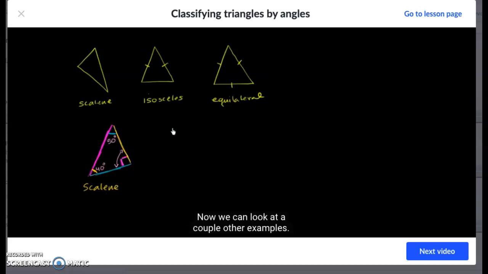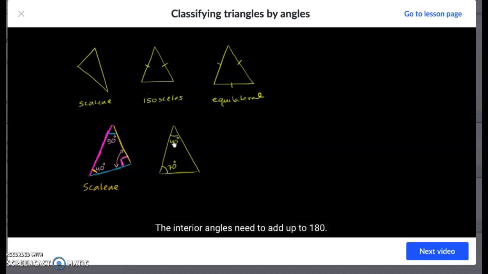Now we can look at a couple other examples. Let's do an interesting one. What if this angle right over here is, let's say, 70 degrees, and this angle over here is 40 degrees. Now based on the information I've given you, what kind of triangle is this going to be, or can you even figure it out? Well, we use the same idea.